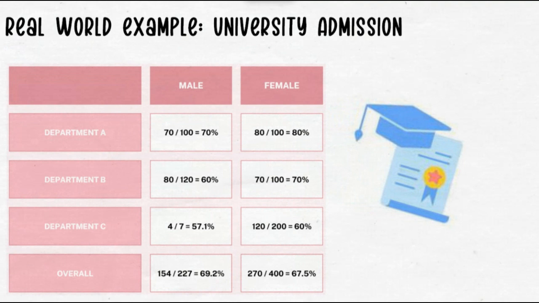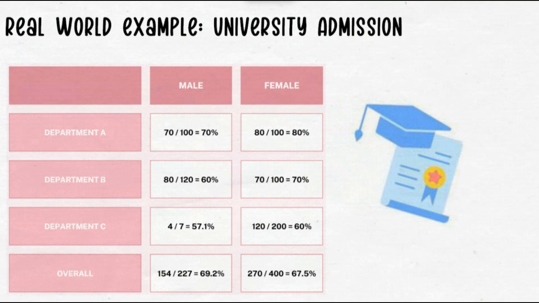Surprisingly, when we calculate the overall acceptance rate, we find that males have a higher total acceptance rate of 69.2% compared to 67.5% for females. And this reversal is a classic example of Simpson's paradox. The key lies in the distribution of applicants across departments. A larger proportion of female applicants applied to the highly competitive Department C, where acceptance rates were lower overall.